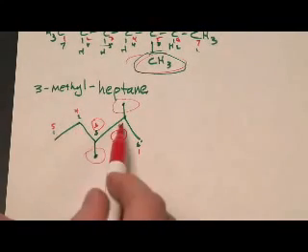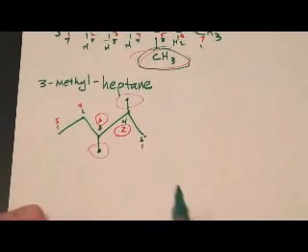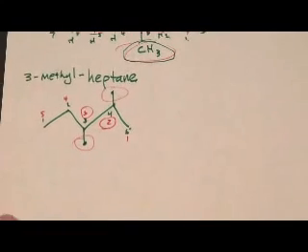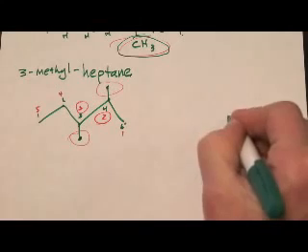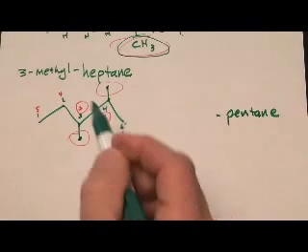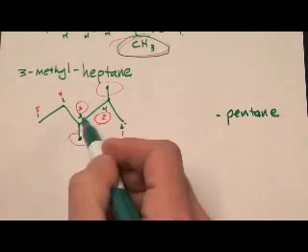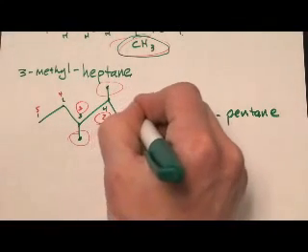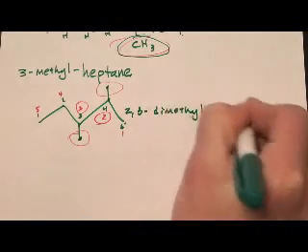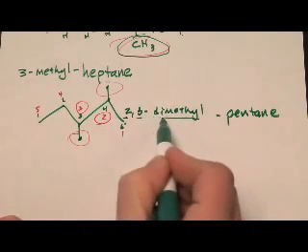If I numbered it from left to right with the green numbers, I'd have 1 as 3 and 1 as 4, which wouldn't be as low a number. Still, my longest chain is 5, and so my root or my basic structure would be pentane. And then off of the pentane, at the second carbon and at the third carbon, there's a methyl group. And so I can name those together. And I can say 2,3-dimethyl pentane. Off of the second carbon, there's a methyl. And off of the third carbon, there's a methyl.